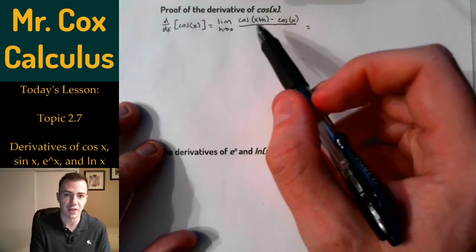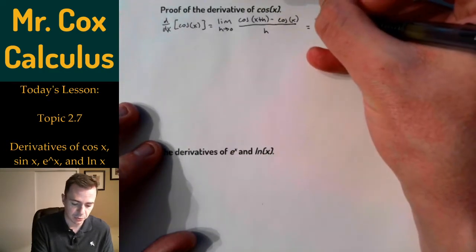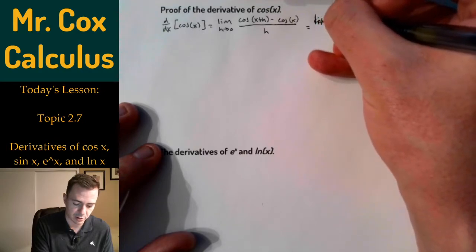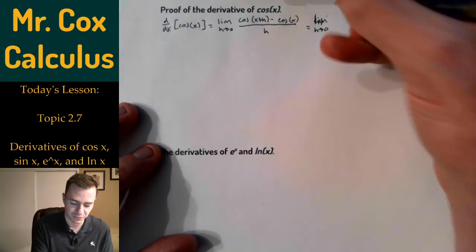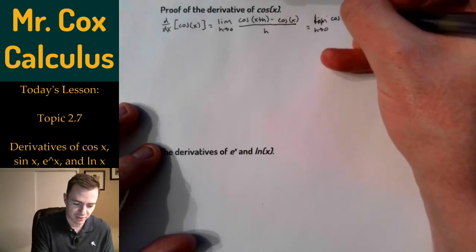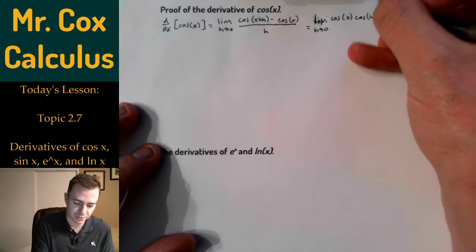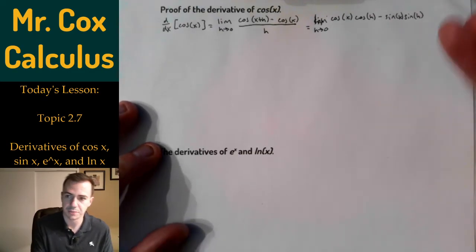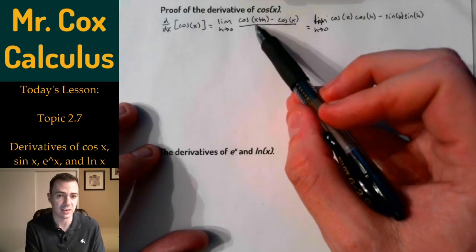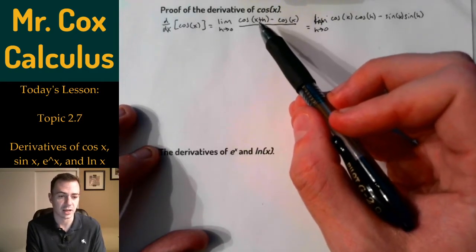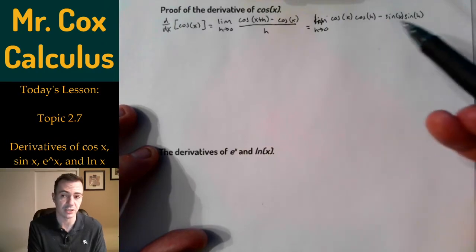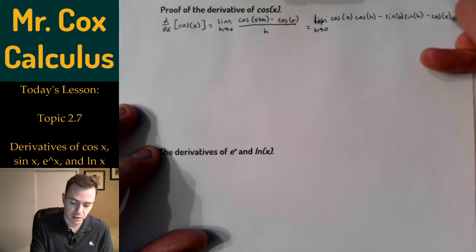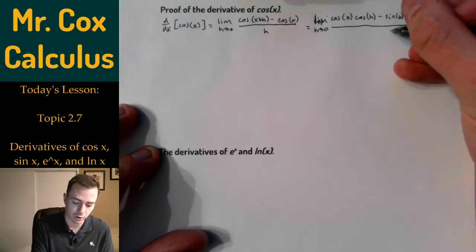And it just so happens that the cosine of x plus h is equal to, let me make sure I put my limit statement here, the limit as h approaches 0 of the cosine of x times the cosine of h minus the sine of x times the sine of h. That's the angle addition identity for cosine: cosine of x plus h is cosine of x, cosine of h, minus sine of x, sine of h. And then I need to not forget this minus cosine of x right here, and it's all over h.